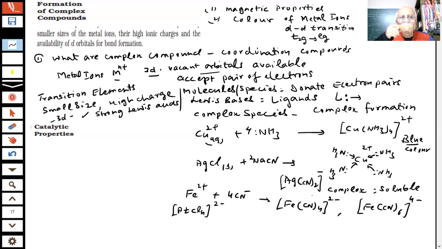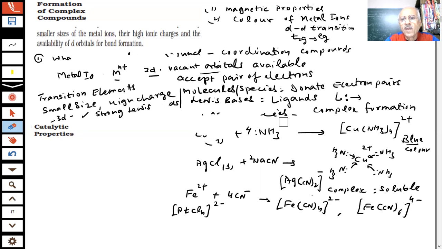We have discussed this here, and we are likely to discuss more in coordination compounds. Another important property, students, is coming, and we are going to be discussing a lot of important properties of the transition elements. What are those? I hope you have noted this down. Yes, sir. Complex formation by transition metals.